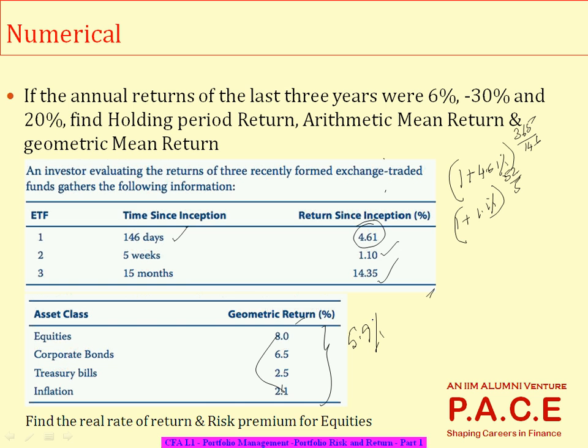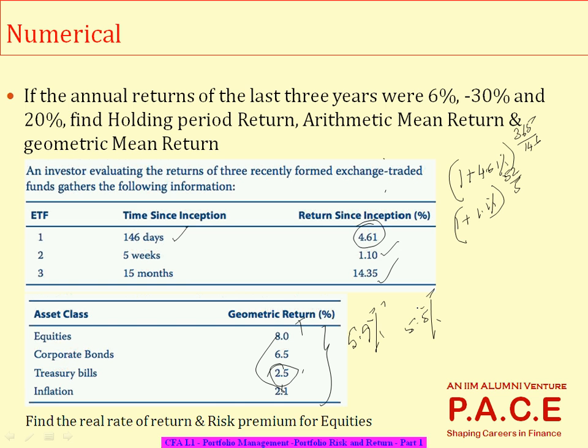And what is risk premium? RM minus RF is my risk premium. RF is nothing but the return that comes on the treasury bills, government securities. So 8 minus 2.5, which is 5.5, that gives me the risk premium.